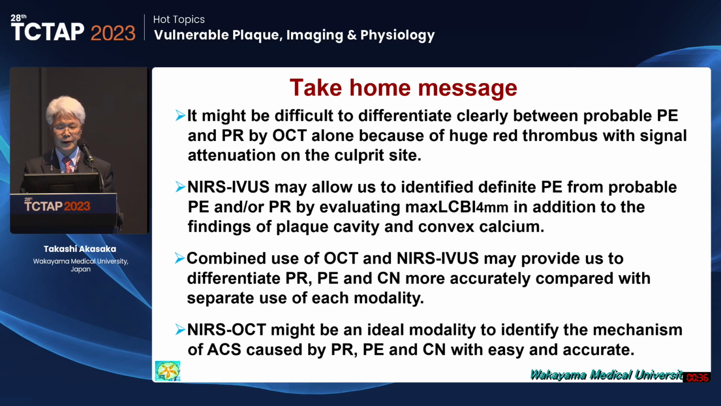It might be difficult to differentiate clearly between probable erosion and plaque rupture by OCT alone because of the huge red thrombus with signal attenuation on the culprit site. NIRS-IVUS may allow us to identify definite plaque erosion from probable erosion and/or rupture by evaluating max LCBI, in addition to the findings of plaque cavity and convex calcium.